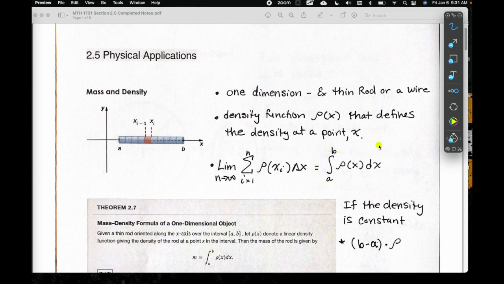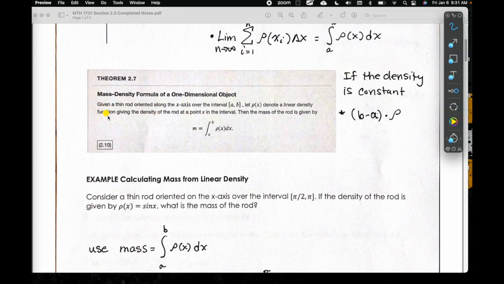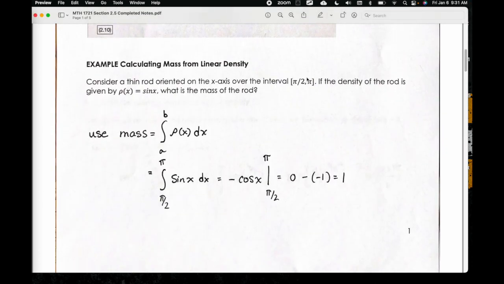So, to find the mass of a one-dimensional object, you're just going to put the length of that rod or that wire from A to B, those are your endpoints, and you're going to integrate your density function. Okay, so here's the official theorem. That's right here. And let's look at our first example.